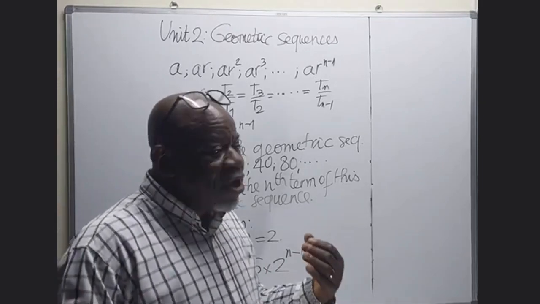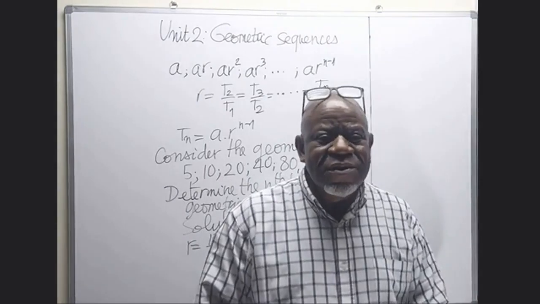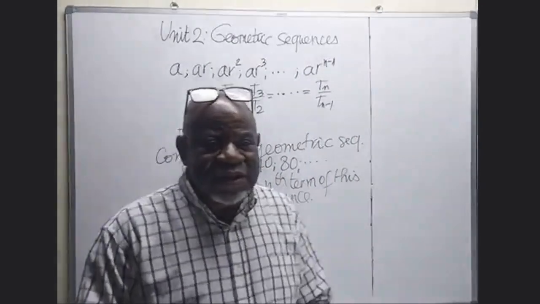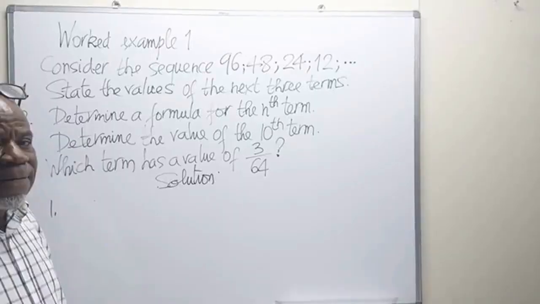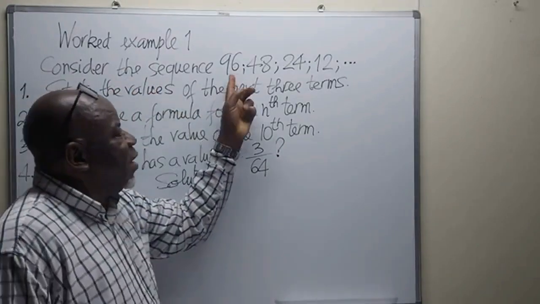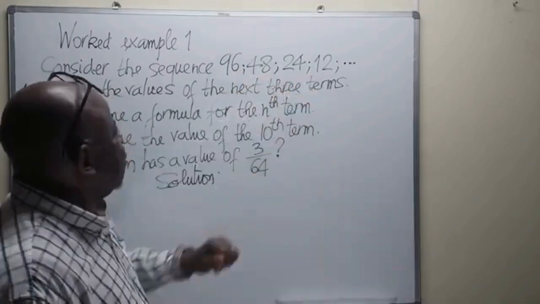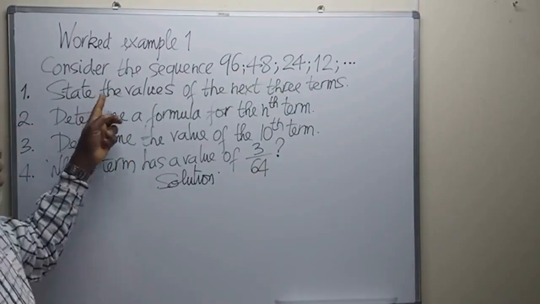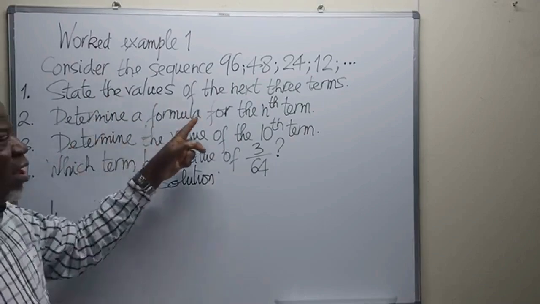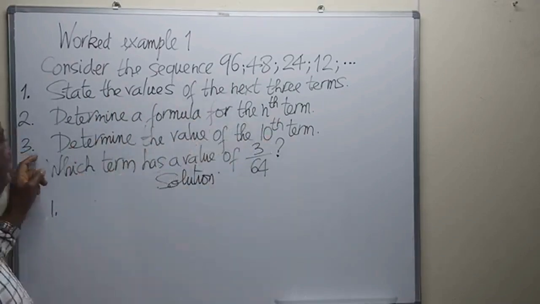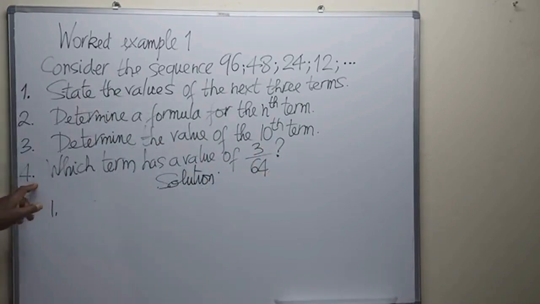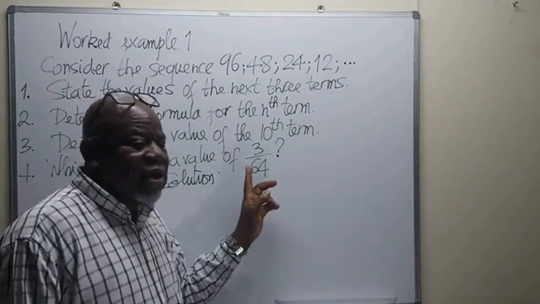So we're going to take now a worked example number 1, so that we can apply this concept of geometric sequences. Here's our worked example number 1. Consider the sequence 96, 48, 24, 12. First question, state the values of the next 3 terms. Question number 2, determine a formula for the nth term. Question number 3, determine the value of the 10th term. And the last question, number 4, which term is a value of 3 over 64?